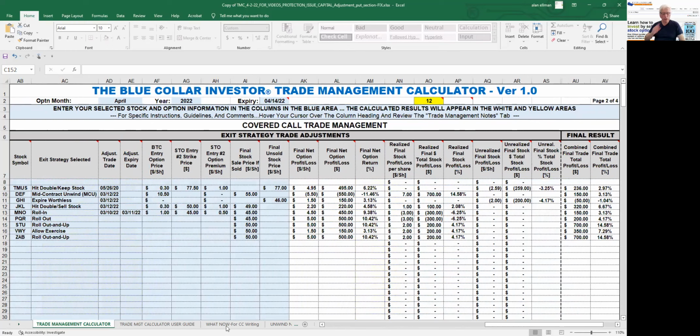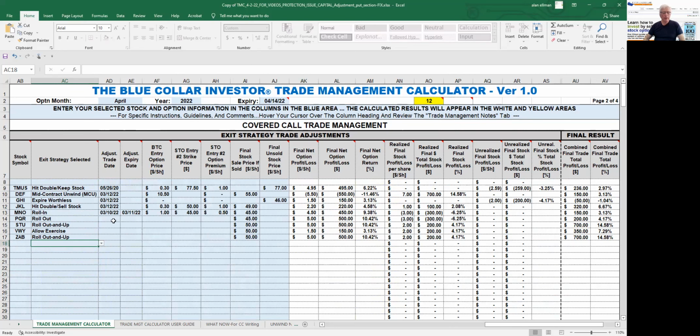Okay, the blue cell, section 3. Now, the ticker symbol of the stock or ETF will automatically move over from section 1, so you don't have to put that in again. Now, there are over 20 exit strategies between covered call writing and selling cash secured puts that we can choose from. And the way we do that is just to highlight a particular cell where we want to enter the exit strategy we're considering, and then go to this drop-down arrow and click on whichever exit strategy we want to select. And that will then appear in the exit strategy selected column.